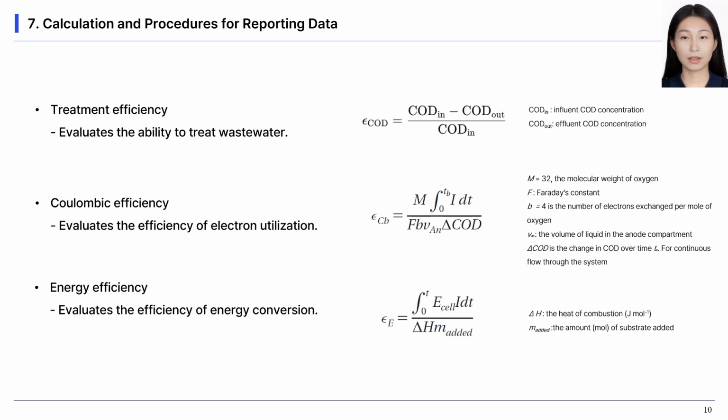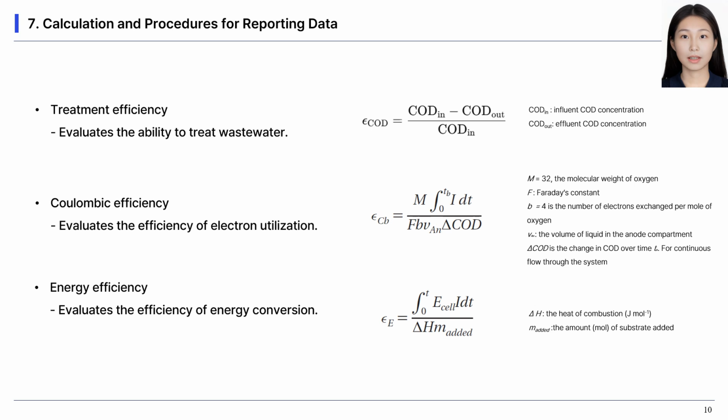The second metric is treatment efficiency. This evaluates the system's ability to remove organic pollutants, typically measured as the reduction in chemical oxygen demand, or COD. High treatment efficiency is critical for wastewater applications, where the primary goal is to clean the water while generating energy.